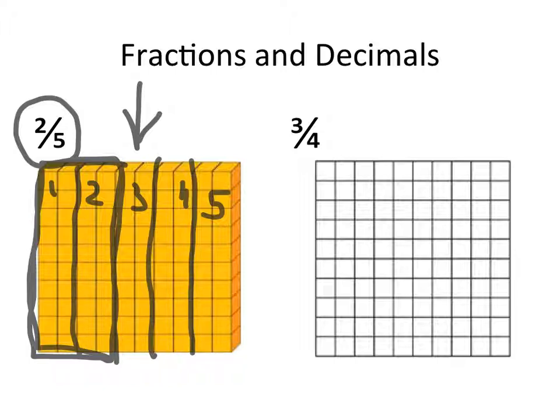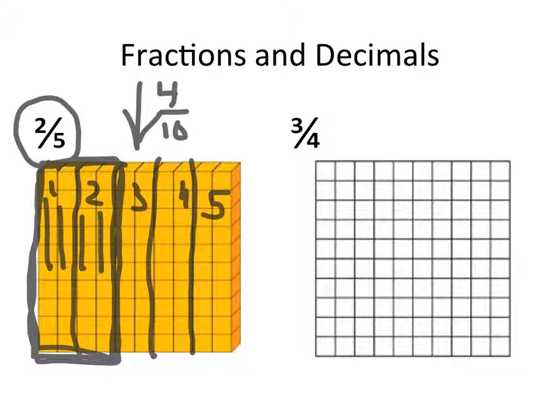Now, if we were going to look at that as a decimal, we know that we have to write a decimal in terms of tenths or hundredths. So we could look at our answer here and ask, how many strips do we have? We have 1, 2, 3, 4.